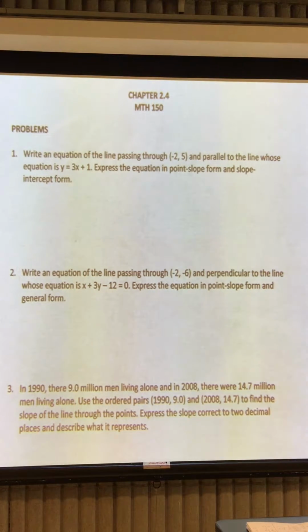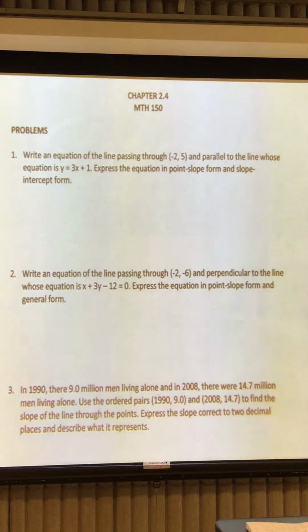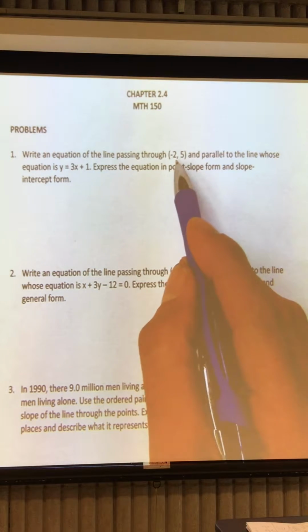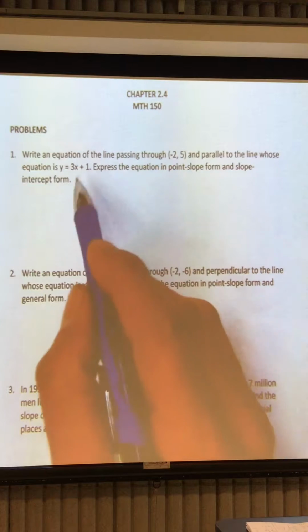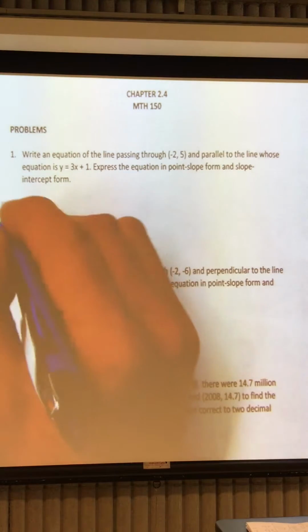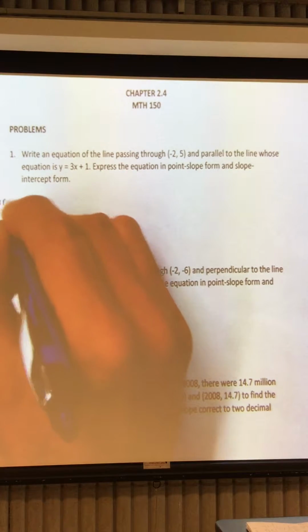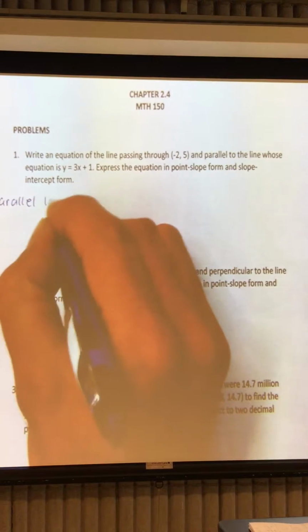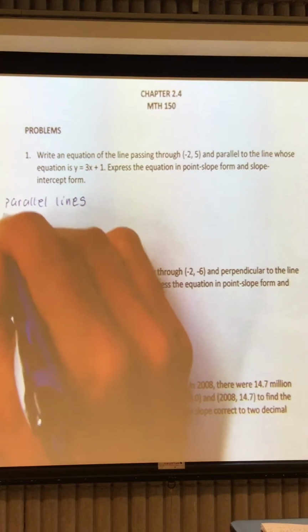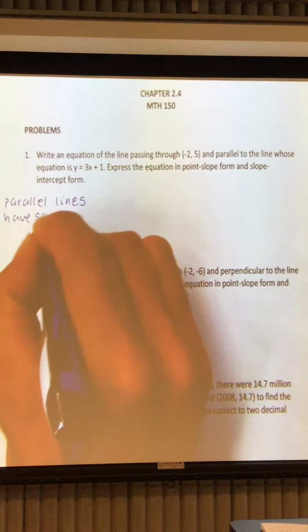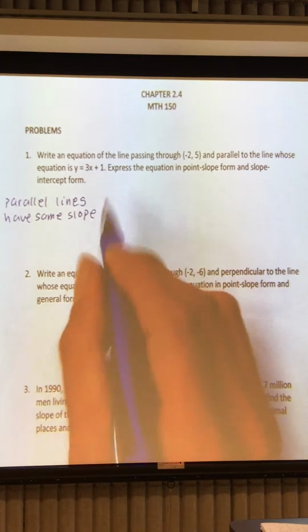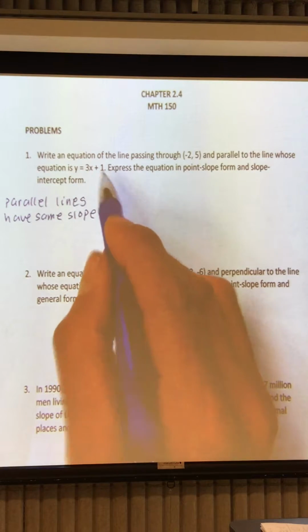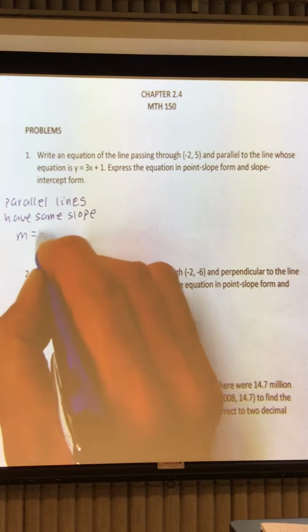Section 2.4 exercises. We wish to write the equation of a line that passes through a given point. Here it's negative 2, 5. But it must be parallel to another line whose equation is y equals 3x plus 1. Well, parallel lines have the same slope. And since the equation is y equals 3x plus 1, we know that the slope is 3.